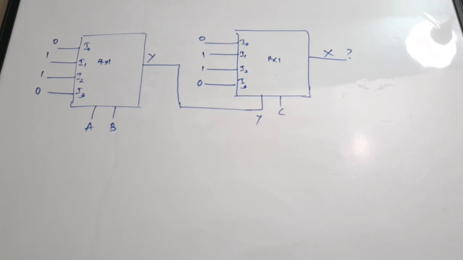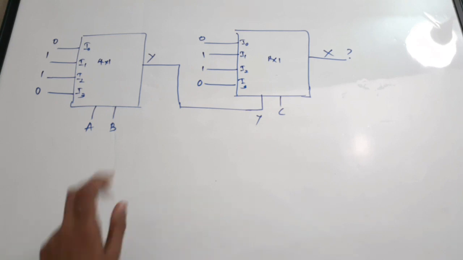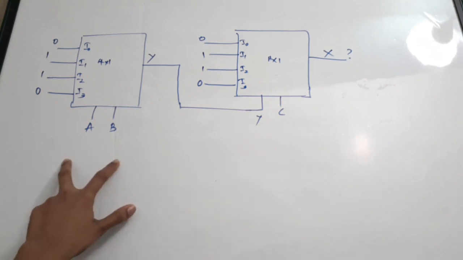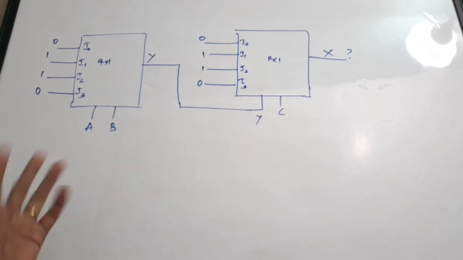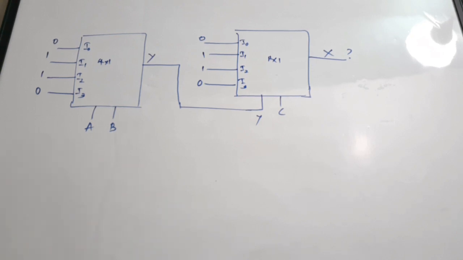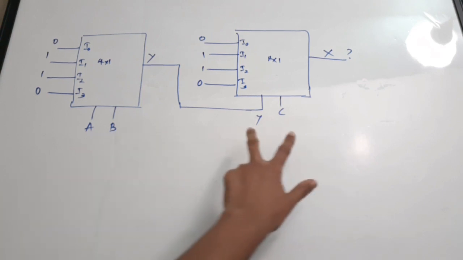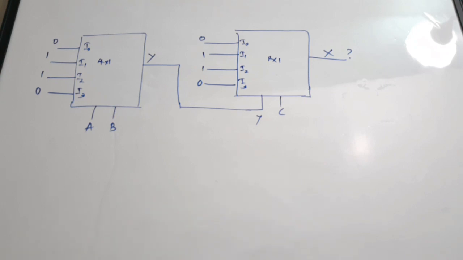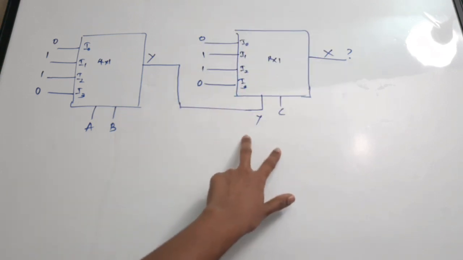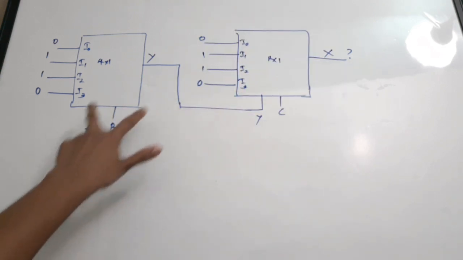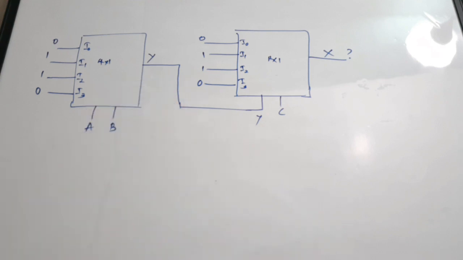Okay, so this question is to find the output function X. This circuit consists of two multiplexers. Both are 4:1 multiplexers, each with 4 inputs and 1 output, and there are select lines here, and here also. You need to find the output function X. Before going into the output function X of the second multiplexer, we'll see what the output of the first multiplexer is, which is Y.